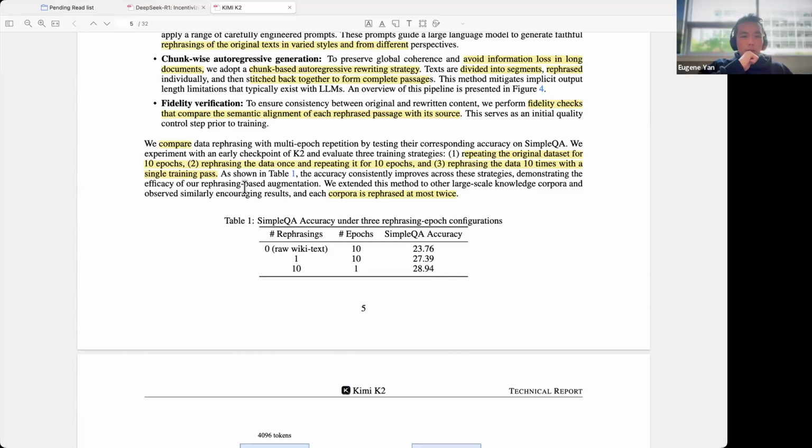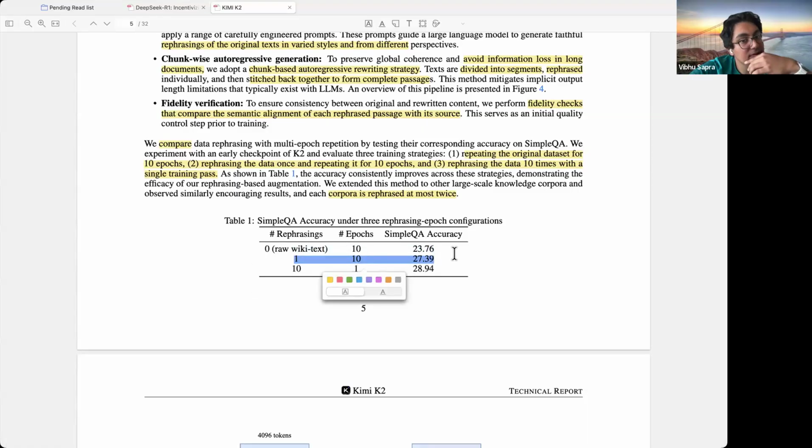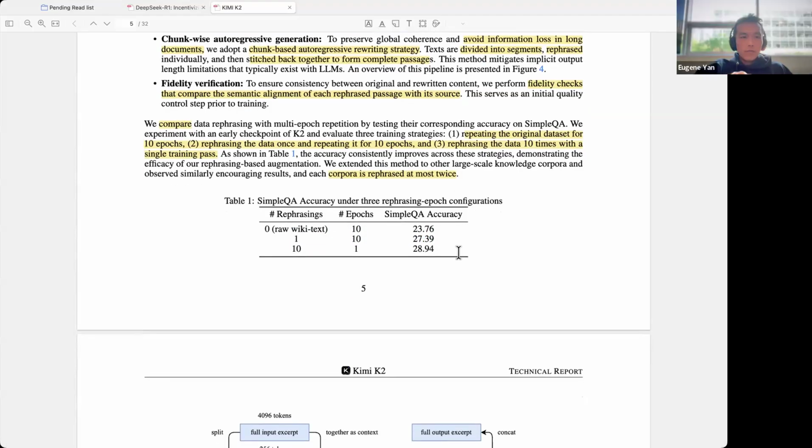I read it. So what Eugene is saying is the benefit just comes from rephrasing. What I read as is keeping the original and rephrasing it. I think I'm right because if you look at the paragraph, it says rephrasing the data once, repeating it, which I think is the rephrased data.